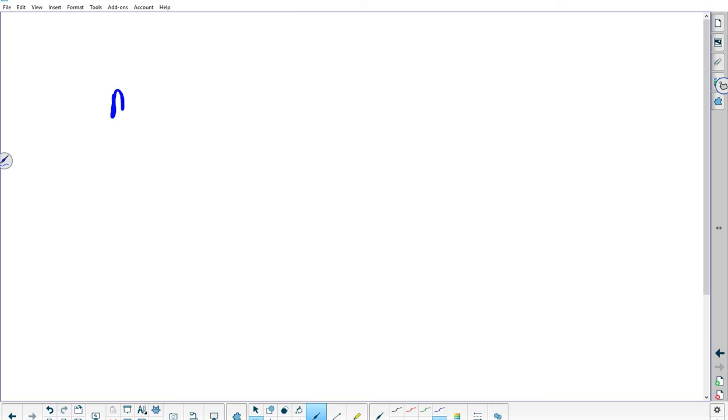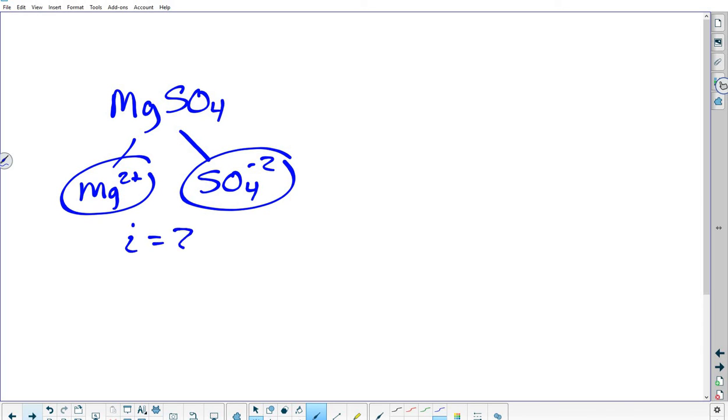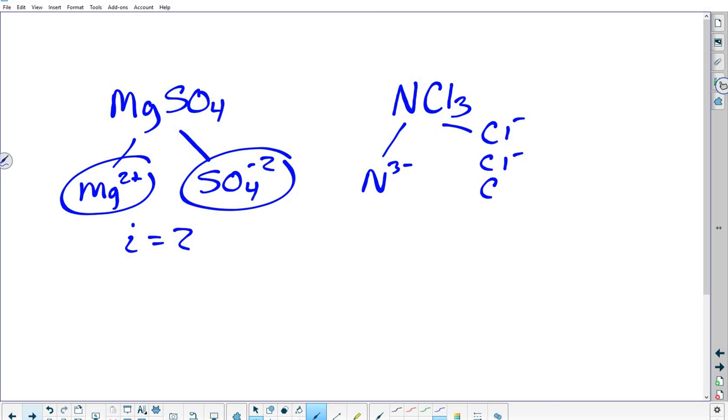So what about MgSO4? Okay, right, because it would break down to Mg 2 plus and SO4 2 minus, 1, 2, I is 2. Okay? A number of particles you have. So what if I had NCl3? Right, because we have a nitrogen with a 3 minus, and we'll have a chlorine, and a chlorine with a minus. So I have I of 4.